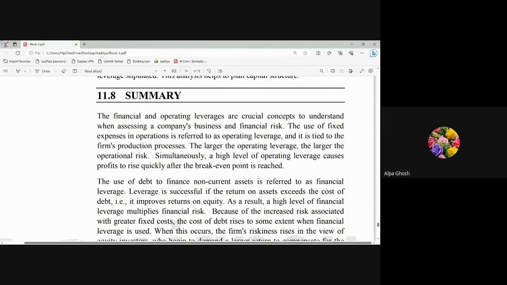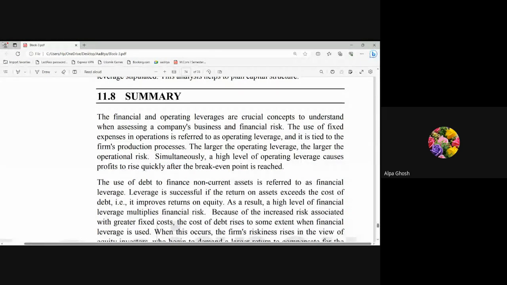So how can you minimize the financial risk of the business? In order to minimize the financial risk of the business, we need to have a proper relationship of equity and debt. The operating leverage and financial leverage should have a proper relationship, and then only we can have the optimum capital structure.